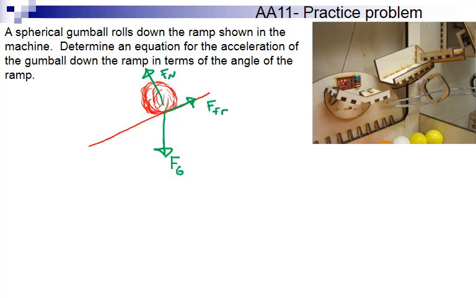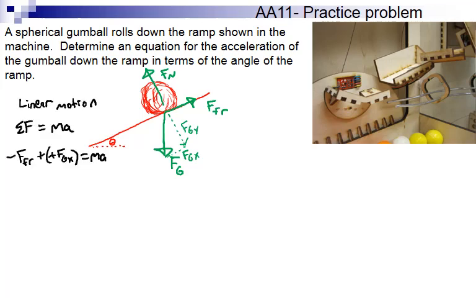So we know we have the normal force, force of gravity, and friction going back. We have the force of gravity in the x, force of gravity in the y. And we can talk about the linear motion in terms of this, right? We know that the force of friction plus the positive force of gravity in the x equals ma. So we're familiar with that, and we've done that in the past.